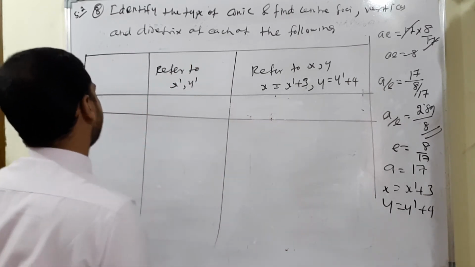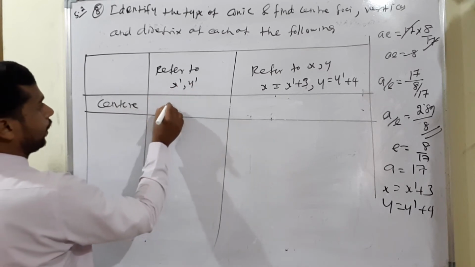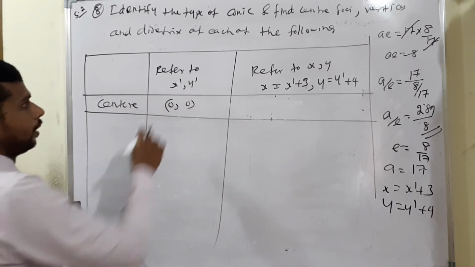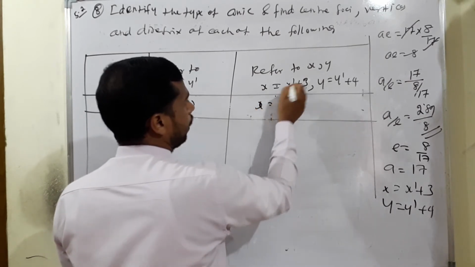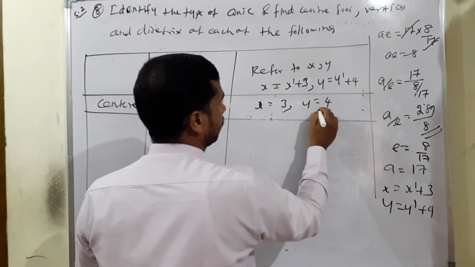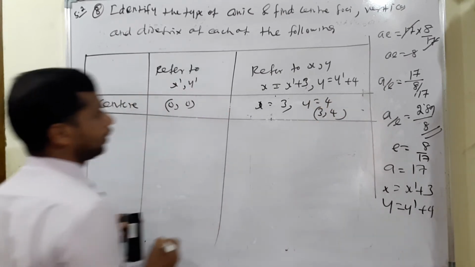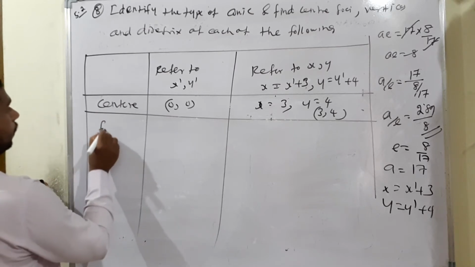Now first I am moving to the center. Center x dash, y dash is 0 comma 0, means x dash is equal to 0, y dash is equal to 0. Therefore x is equal to 0 plus 3 means 3 will come, then y is equal to 0 plus 4 means 4 will come. Therefore, center is 3, 4.